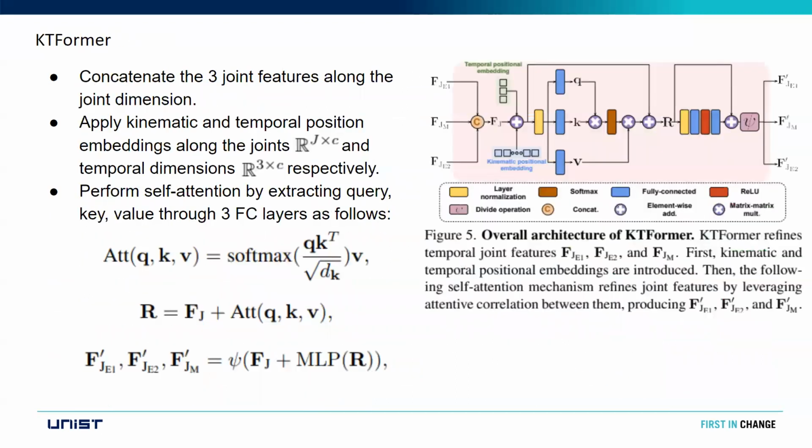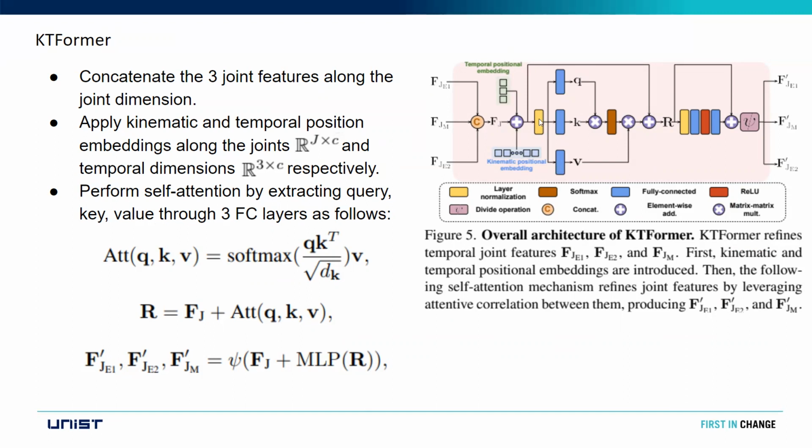So next is the KT-former. In the KT-former, we first concatenate the 3 joint features we obtained from the Unfolder. Then we apply kinematic and temporal position embeddings. For kinematic, we apply along the joints, and for temporal, we apply along the temporal dimension, respectively, as here. And then we perform self-attention by extracting query, key, and value through 3 separate fully connected layers.